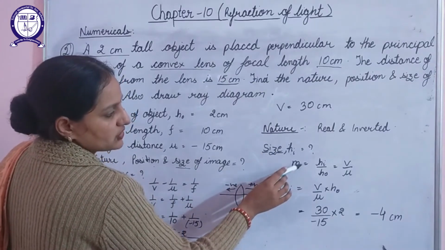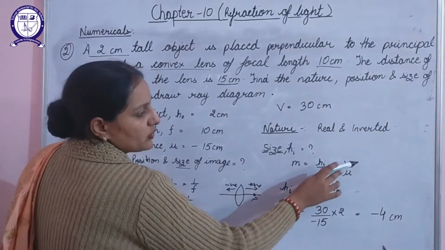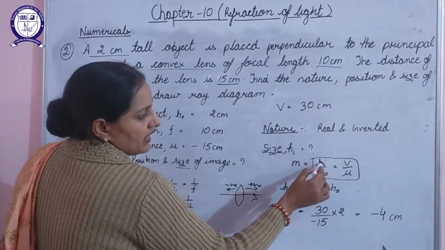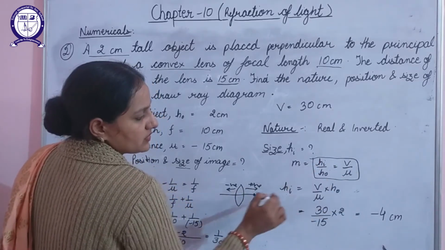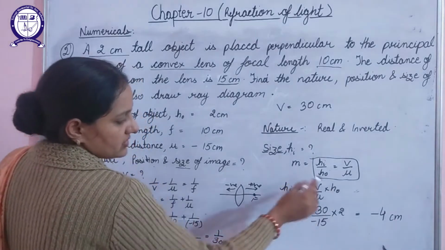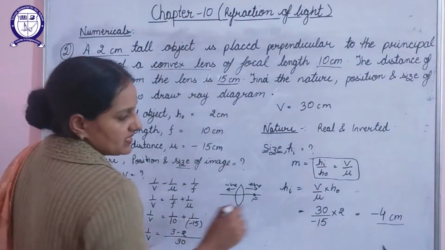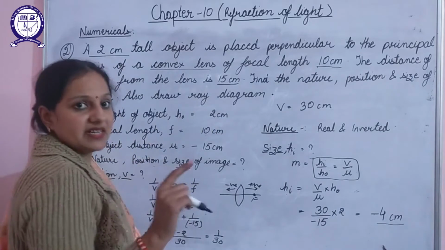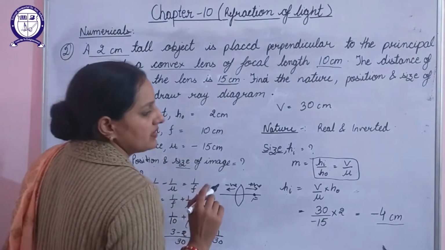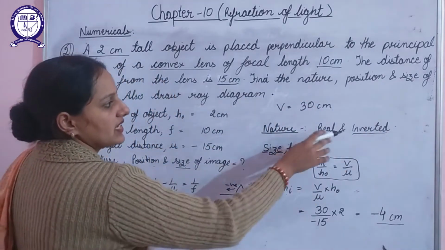If we talk about the size of image, for calculating the size of image, we'll use the formula of magnification, that m is equals to height of image to the height of object, which is equal to image distance to object distance. We'll write this formula in terms of height of image, that it will be equal to v/u into height of object. On substituting all these values and solving, we'll get it to be minus 4 centimeter. Again, this minus sign indicates that image is formed below principal axis and such type of images are inverted in nature. So we already have specified here that nature is real and inverted.